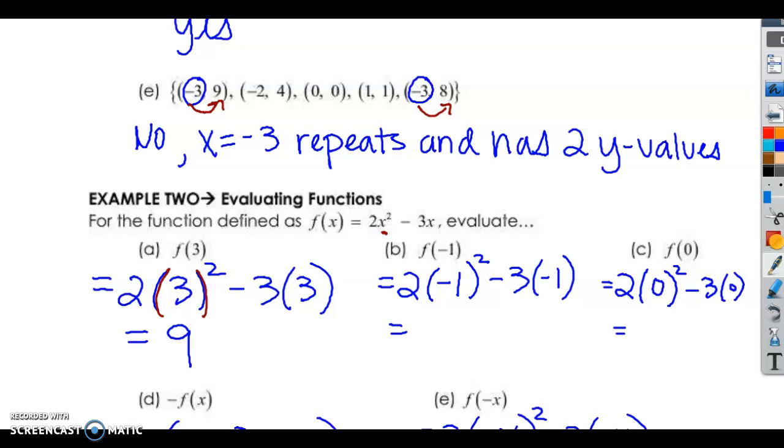Now when you input a negative value, you have to be careful because this -1, the entire -1 is squared, including the negative. So that's a -1 times a -1, which is a +1 times 2. And then minus, this is a 3 times a -1, so that's a -3. So that is going to be 5.